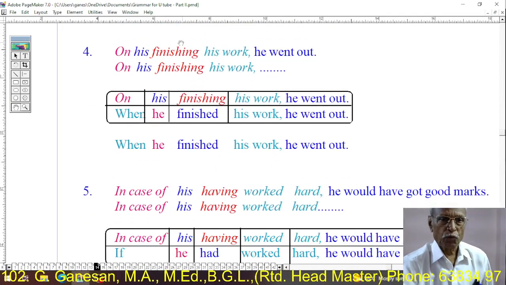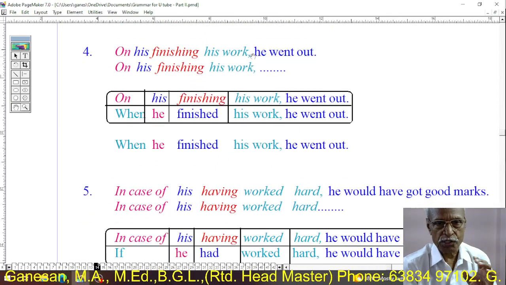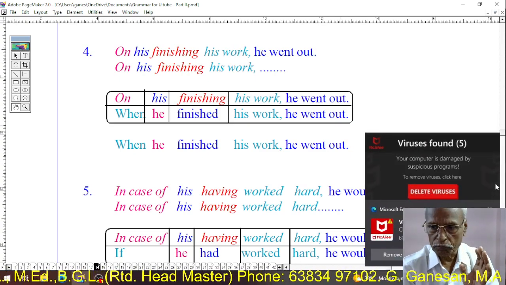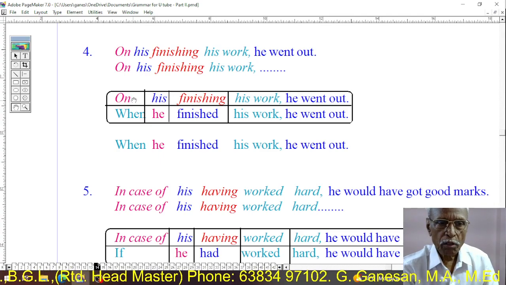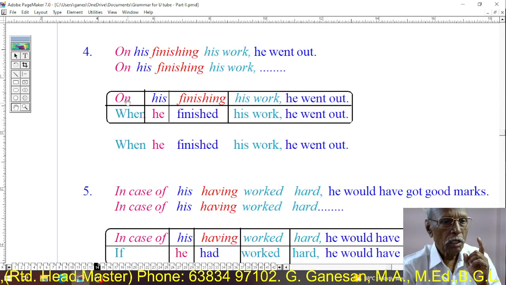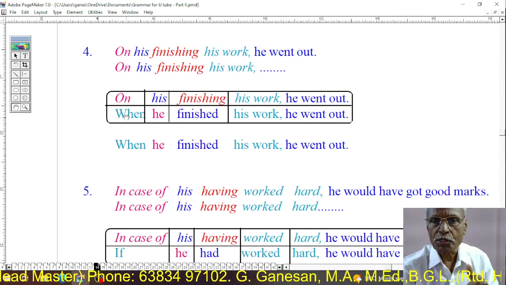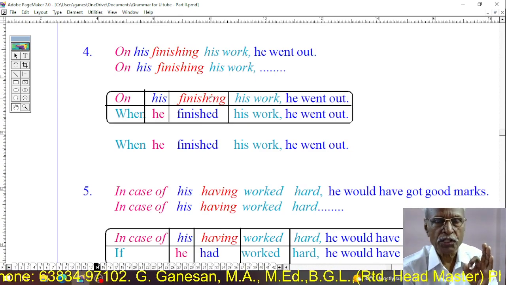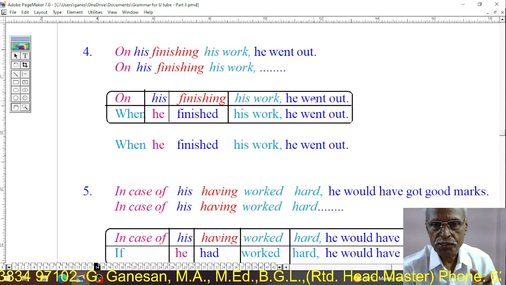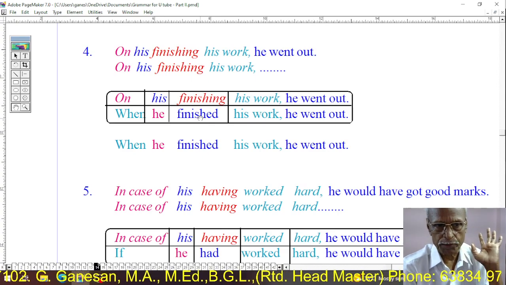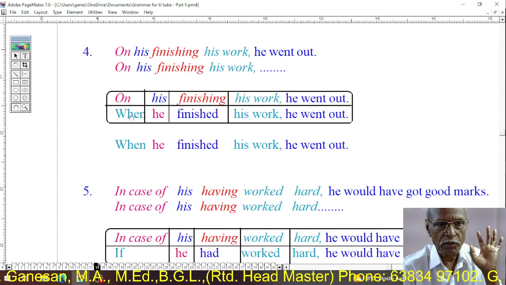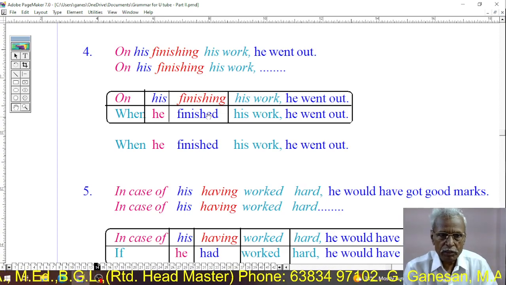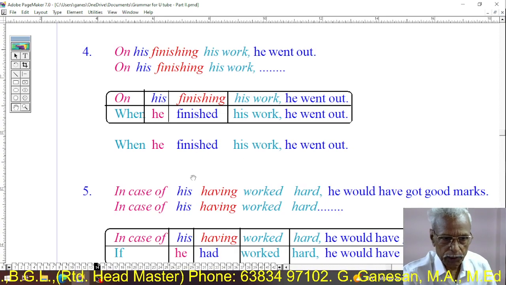Fourth example: "On his finishing his work, he went out." The phrase is "on his finishing his work." "On" is a complex conjunction, meaning "when." "His" is a possessive, so it becomes the subject "he." "Finishing" becomes "finish." Here the tense is past, "went," so "finished." On his finishing, when he finished. That's all. On his finishing his work, he went out. When he finished his work, he went out.